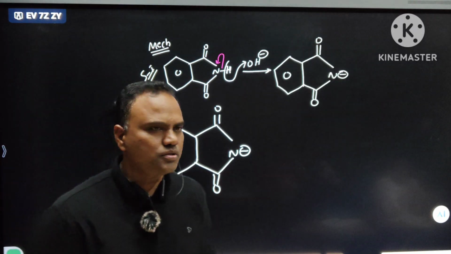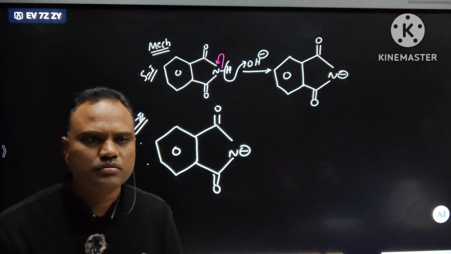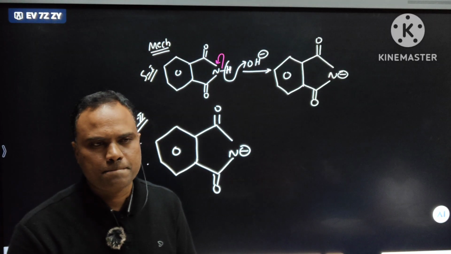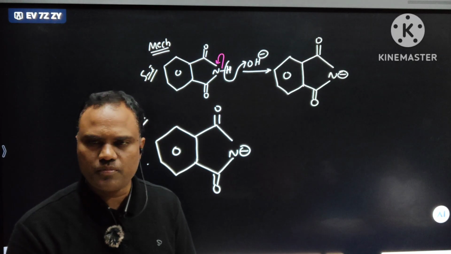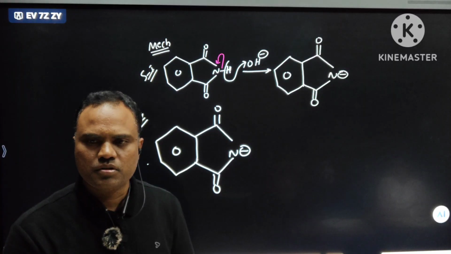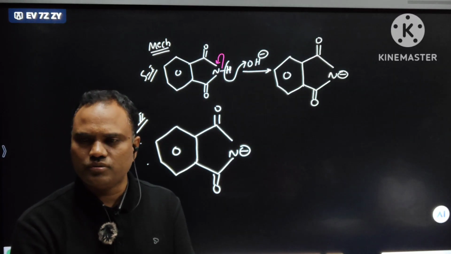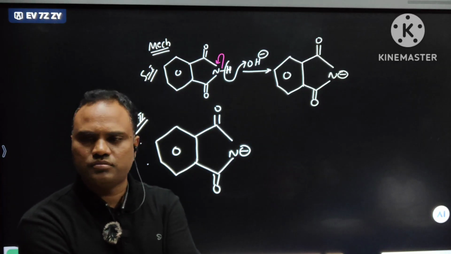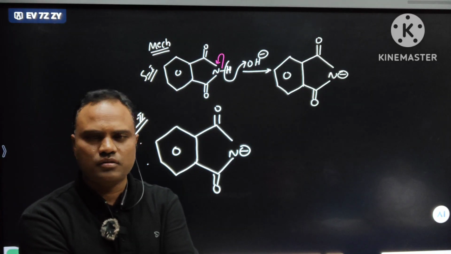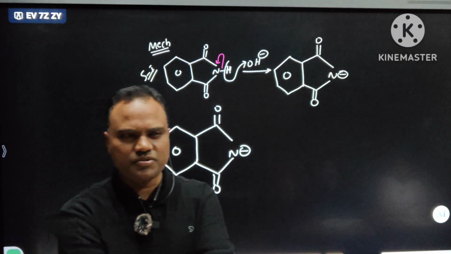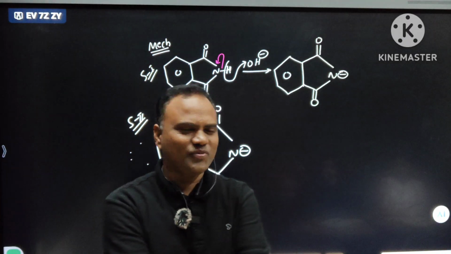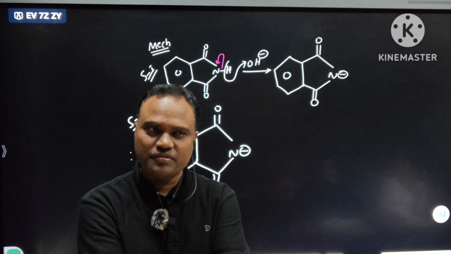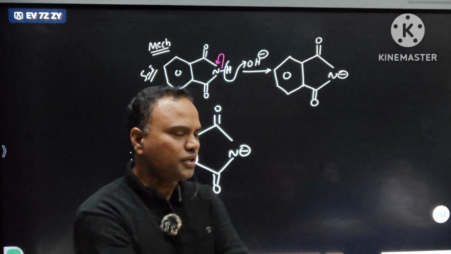What are SN1 and SN2? SN1 takes place in how many steps? Two steps. Step 1 is formation of carbocation. Step 2 is attack of nucleophile. What is SN2? Any idea? SN2 takes place in one step. Is it a backside attack or front side attack? SN2 is a backside attack.